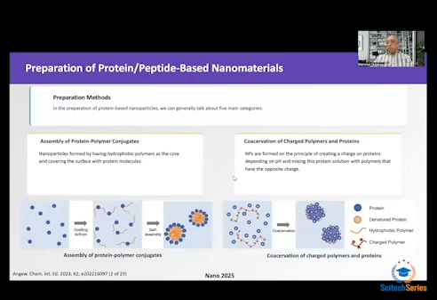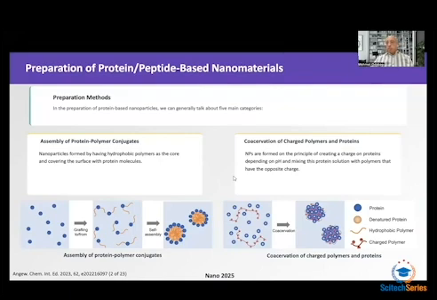Self-assembly of protein polymer conjugates is another method. Here, in this type of nanocarrier system, nanoparticles having hydrophobic structure are covered with protein. And the last one, preparation of charged polymers and proteins. Here, nanoparticles are formed by creating a charge on proteins and mixing them with oppositely charged polymers.